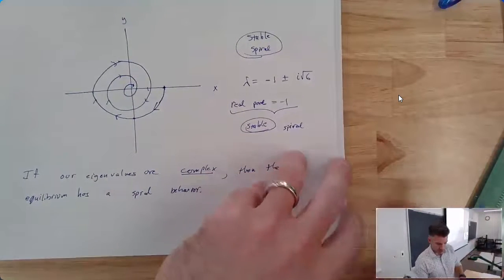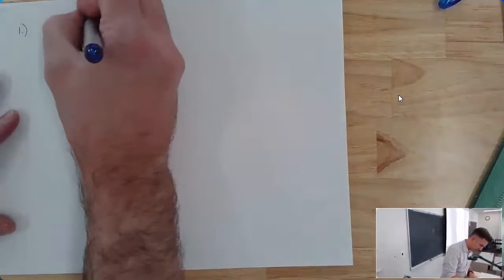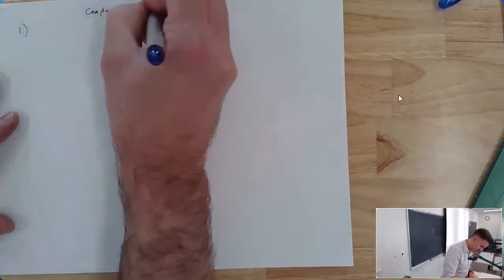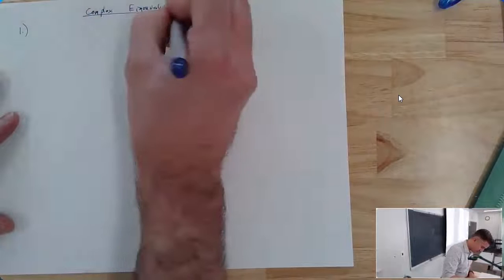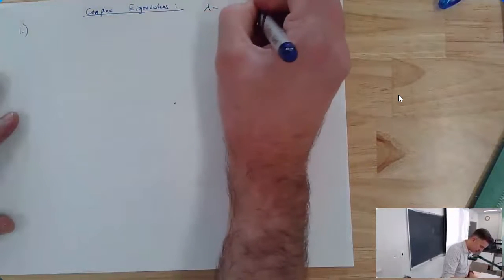We can look at another example as well. In fact, let's just actually write down the criteria. So here are the things that are going to happen. For complex eigenvalues, meaning lambda is equal to a plus or minus b times i.